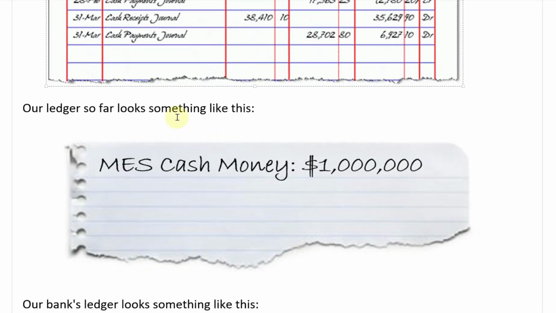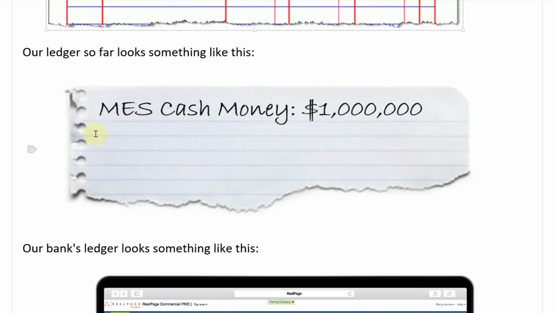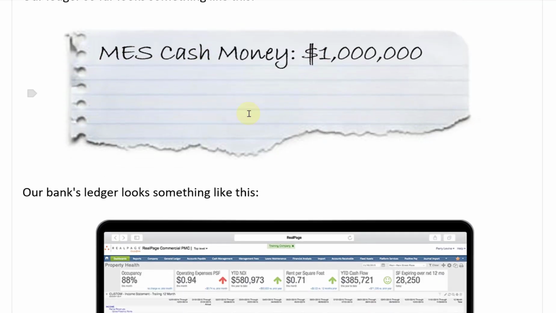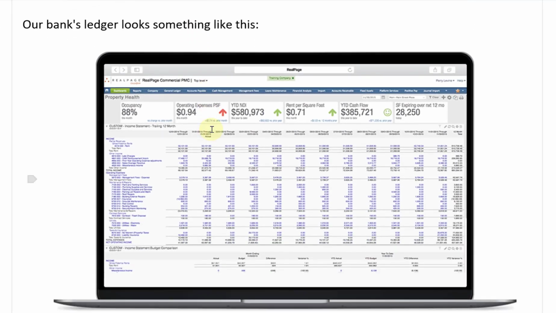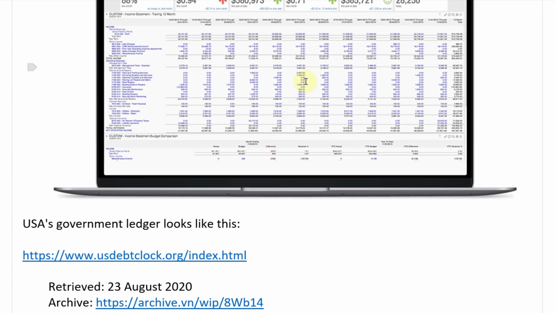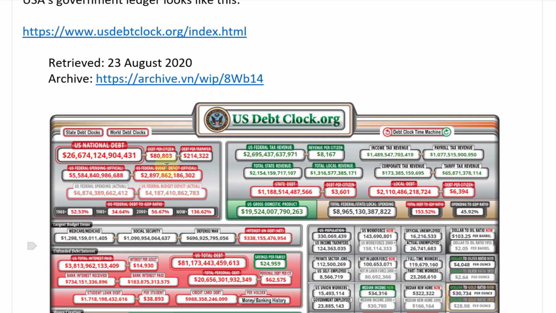So our ledger so far looks something like this: MES cash money, $1 million, and we hid it under our bed. So yes, we have this paper. We have a ledger, and it's a network of one person. Our bank's ledger looks something like this. If you go to a bank, they usually have a bunch of accounts, a bunch of different properties, a bunch of balances and numbers, and so on.